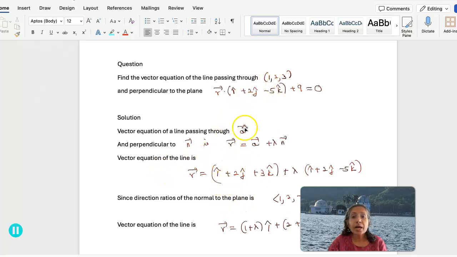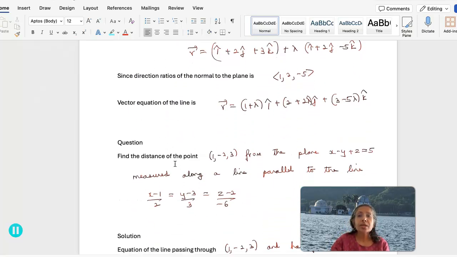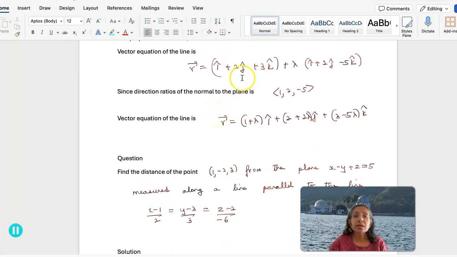So it will be i plus 2j plus 3k plus lambda times (i plus 2j minus 5k), because the direction ratios of the normal to the plane will be i plus 2j minus 5k, which will be the direction ratios of the line. So you can just simplify this. We can take the terms in i, j, k together. So you get (1 plus lambda) i plus (2 plus 2 lambda) j plus (3 minus 5 lambda) k.